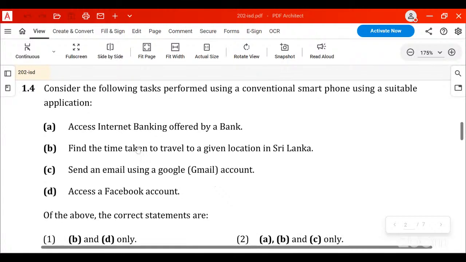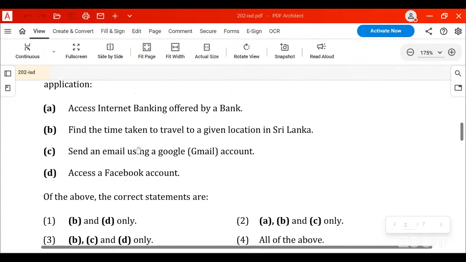Access internet banking offered by the bank. Find the time taken to travel to a given location in Sri Lanka. Send an email using a Google Gmail account. Access Facebook account. Of the above, which are the correct statements?